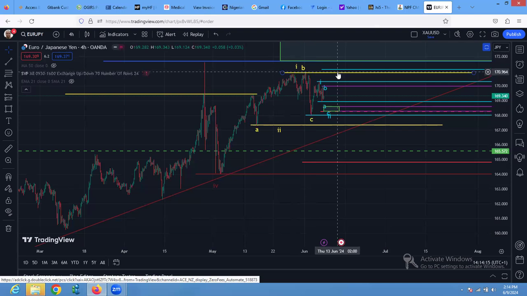It has broken it to the upside. It's telling me that price is going to break up. Are you following me? Though price may still come down to this zone before breaking up. So let me go to 1 hour.